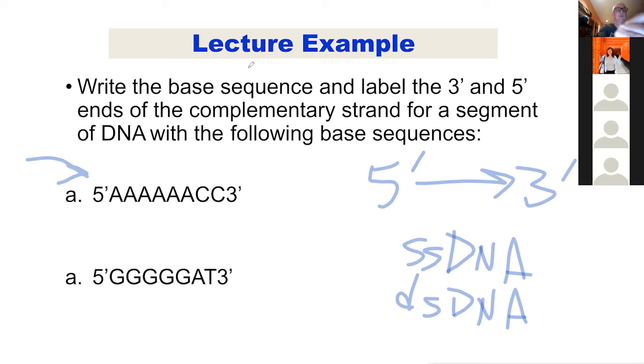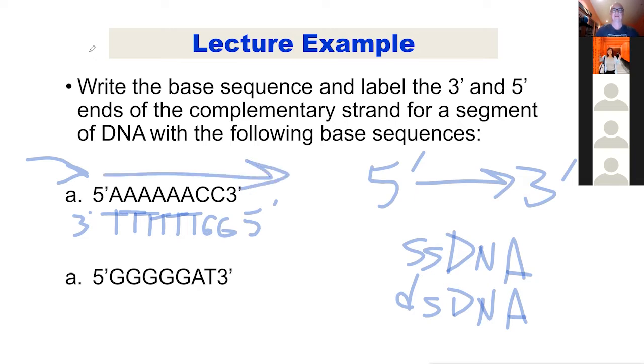3' T T T T T T G G 5'. Well, you're right about the sequence, but you're wrong about the 3' and 5', because now this is the 5' end, and that's the 3' end. Because on one strand we're going in this direction, and on the other strand, we're going in that direction. But as far as the sequence goes, you're absolutely right.